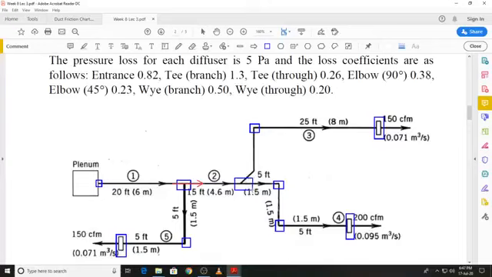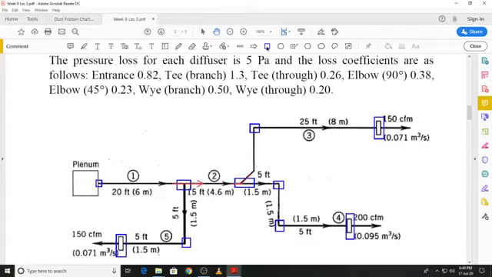If you look at this particular fitting, it has the shape of a Y, and again we will have two possibilities, that the flow goes from the Y and straight through. So if we move from segment 2 to segment 4, that will be Y through. On the other hand, if we move from segment 2 into the branch, that is Y branch.